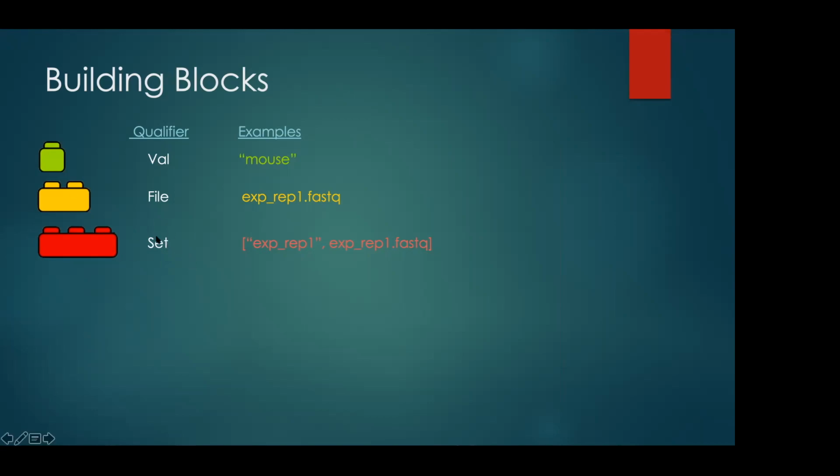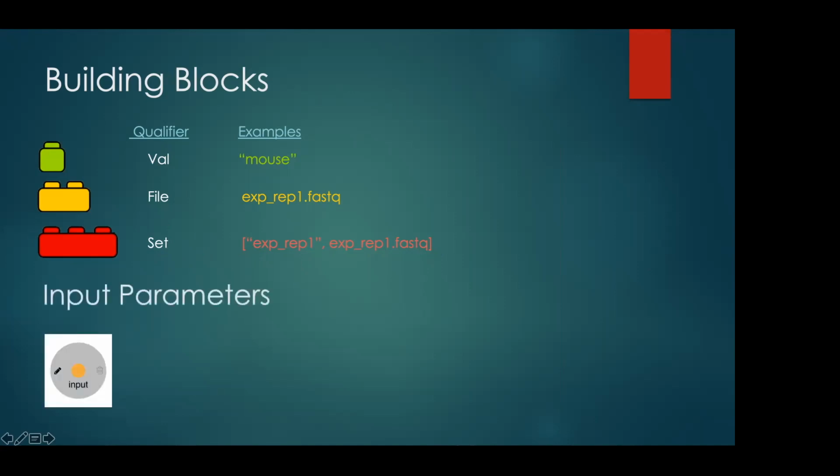And set is a little bit different. It uses more than one qualifier inside of a block. So over here as an example, one val block and one file block exist in this set block. So let me show you a few examples. It's going to be much clearer.